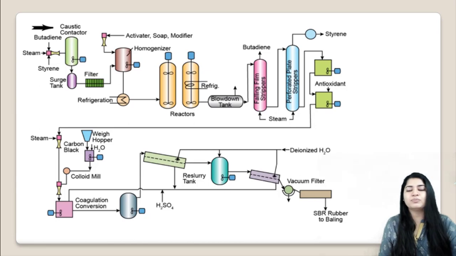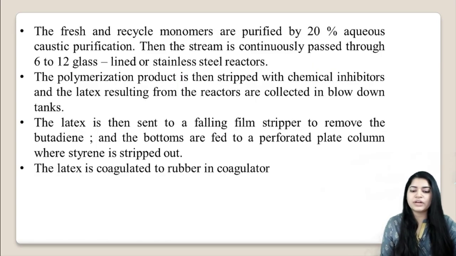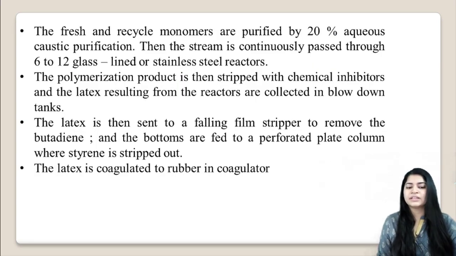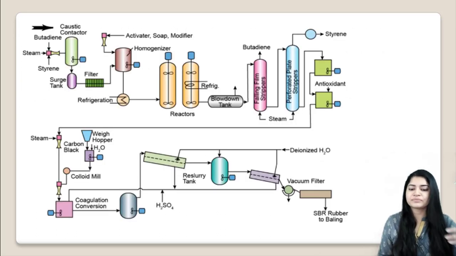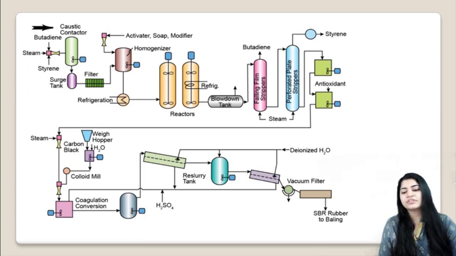Then it is sent to the blow down tank. What was the use of the blow down tank? The polymerized product is treated with chemical inhibitors, and the latex resulting from the reactor is collected in the blow down tank. So in the blow down tank, you take out your inhibitors. Then it is sent to a series of strippers. Here you can see that butadiene and styrene are taken out.